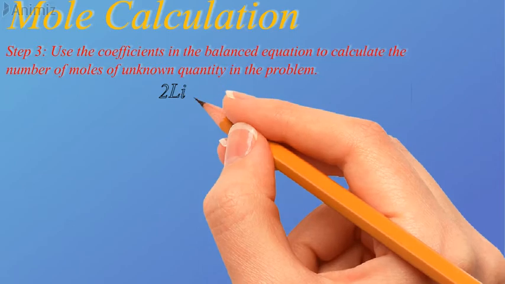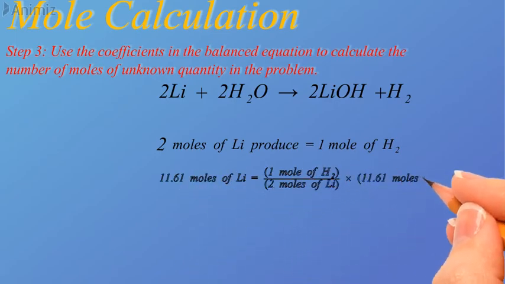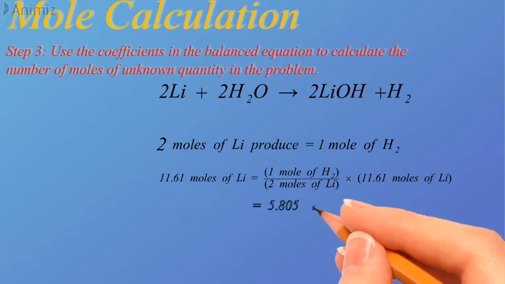According to the balanced chemical equation, 2 moles of lithium produce 1 mole of hydrogen. Therefore, 11.61 moles of lithium will produce 5.805 moles of hydrogen.